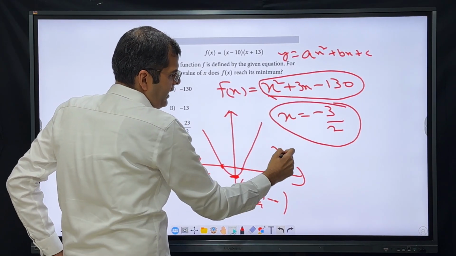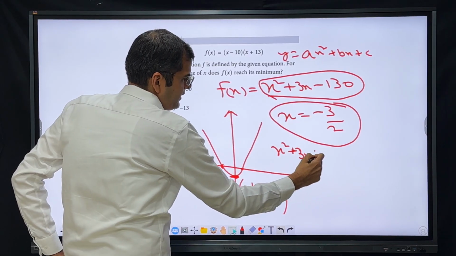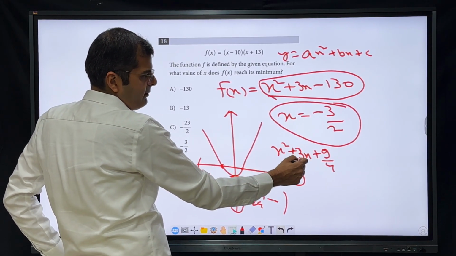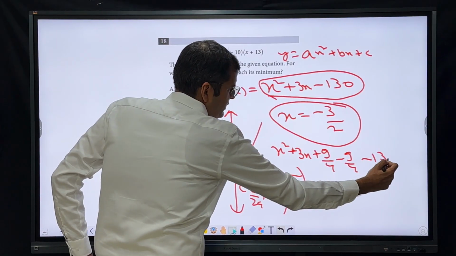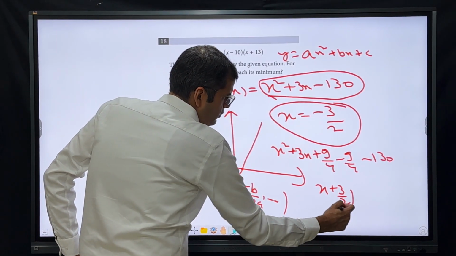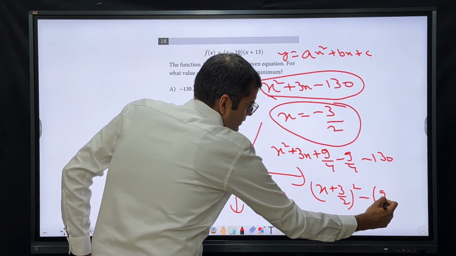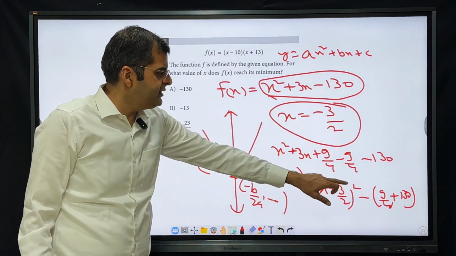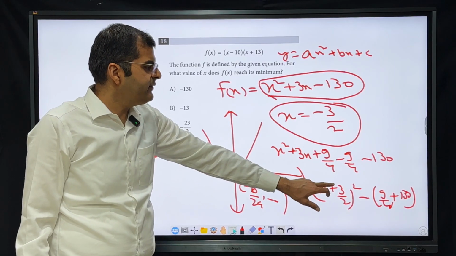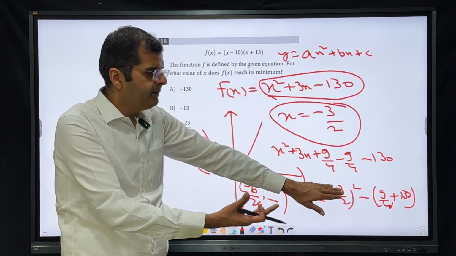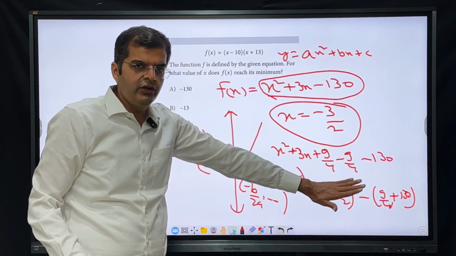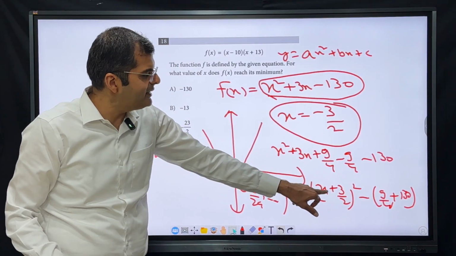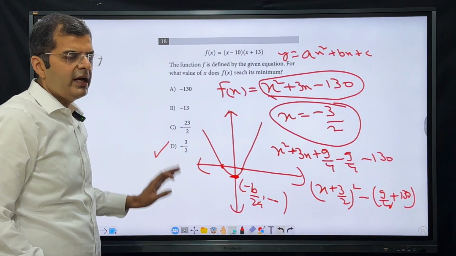So here if I complete the square, I can write this as x square plus 3x plus 9 by 4, 3 by 2 square of that. 3 by 2 square is 9 by 4, minus 9 by 4 minus 130. So this becomes x plus 3 by 2 whole square minus 9 by 4 plus 130. Now how to find the minimum value? The minimum value will be when this square thing is 0, because any other value apart from that, the square becomes positive. So it will be more than the value of 0. So the minimum value attained is minus of 9 by 4 plus 130, and it is attained when x equals minus 3 by 2. Answer option D is correct.